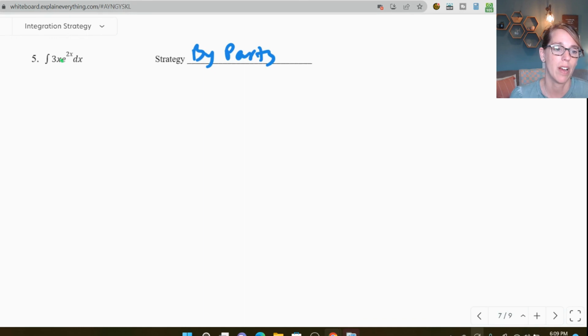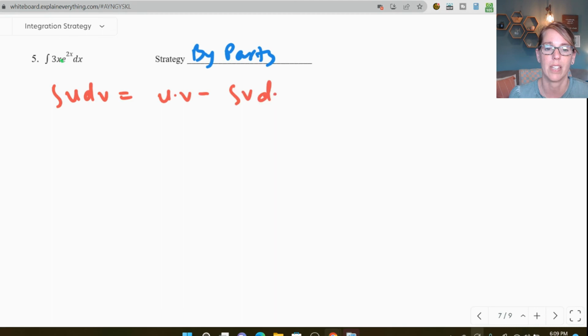To do my integral by parts, the integral of u dv is equal to u times v minus the integral of v du. Let's go ahead and identify what our u and our dv are going to be. I really want to break the x down so it goes away. So I'm going to let u equal x. du then is equal to dx. I also need to identify dv. So I'm going to let dv be the e to the 2x dx.